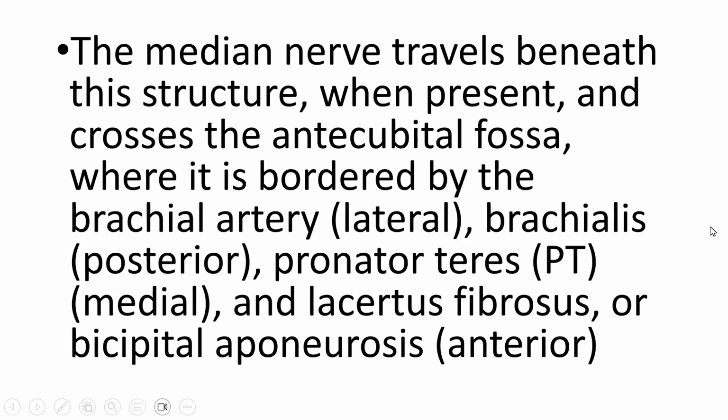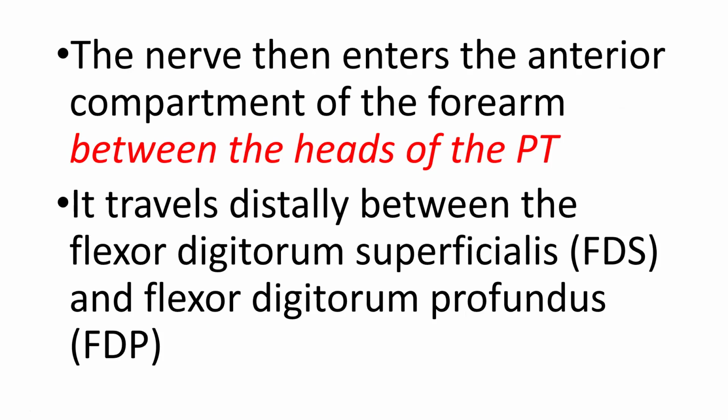The median nerve travels beneath the structure when present and crosses the antecubital fossa. The brachial artery lies lateral, the brachialis lies posterior, the pronator teres is medial, and the lacertus fibrosus or bicipital aponeurosis is anterior. The nerve then enters the anterior compartment of the forearm between both heads of the pronator teres. It travels distally between the flexor digitorum superficialis and the flexor digitorum profundus.